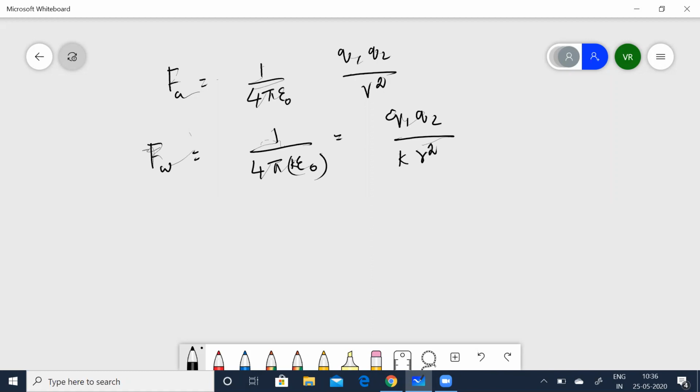The distance is going to be the same. So F air by Fw, when you divide both, everything gets cancelled. It's going to be 1 by K, or from this we get Fw is equal to F air by K.